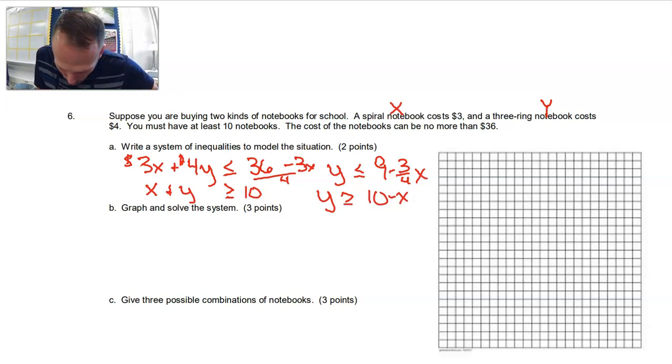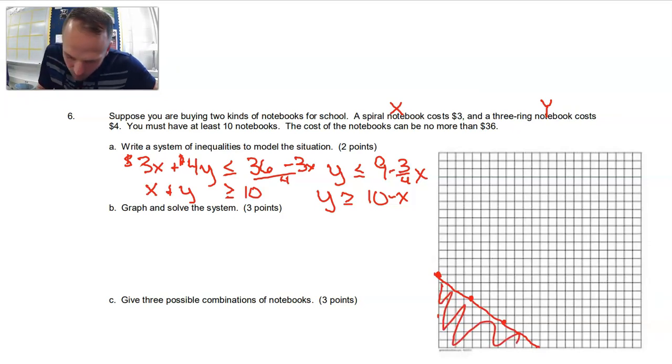First one, I'm going to go up 9, 2, 3, 4, 5, 6, 7, 8, 9. Go up 9, and then down 3 and over 4. Down 3 and over 4. Down 3 and over 4. And this is going to be a solid line. And I need to shade below it.